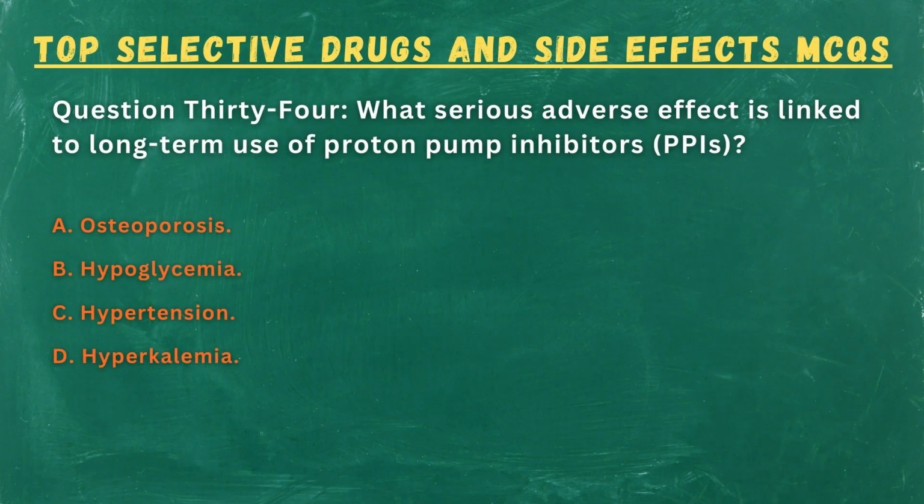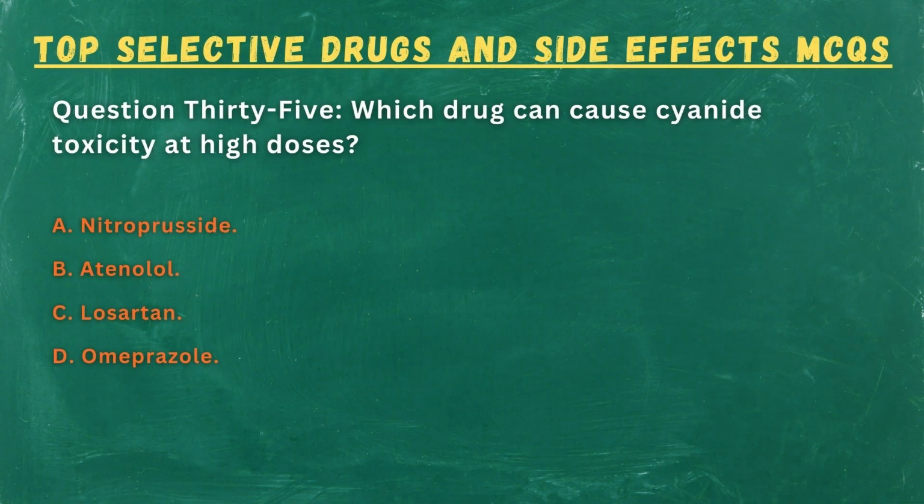Question 34. What serious adverse effect is linked to long-term use of proton pump inhibitors, PPIs? A. Osteoporosis. B. Hypoglycemia. C. Hypertension. D. Hyperkalemia. Answer: A. Osteoporosis.